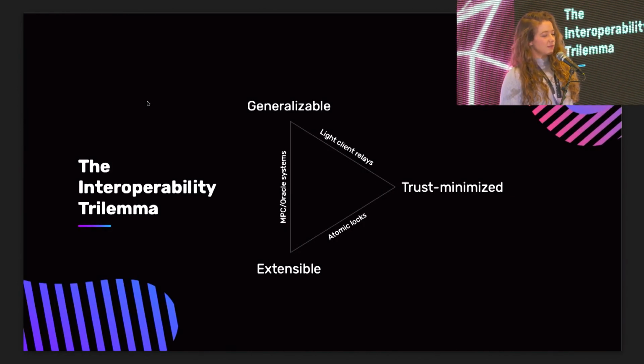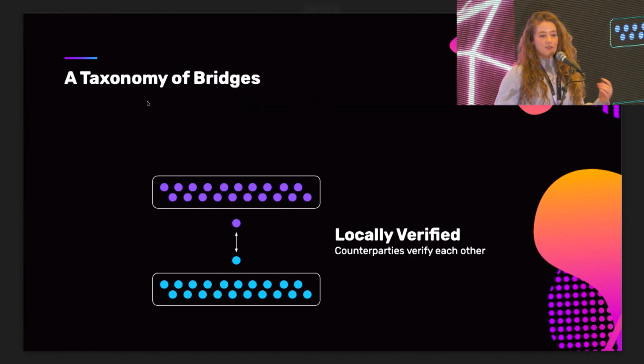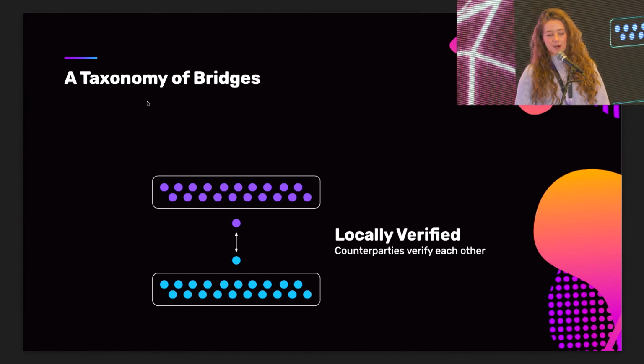So locally verified systems, they're great because they're extensible. You can pass them through a bunch of different domains. They're trust minimized because you can verify everything that your counterparty is doing, but unfortunately they are not very generalizable. They're not designed well to pass general data between the two counterparties.